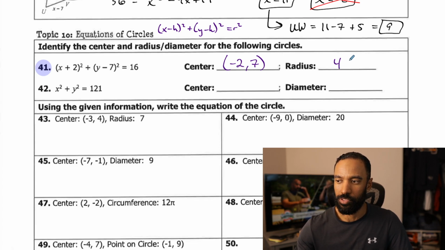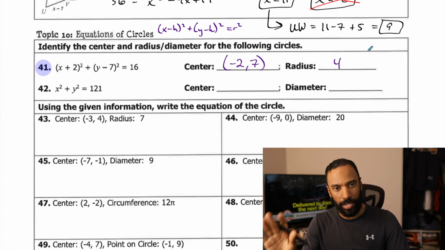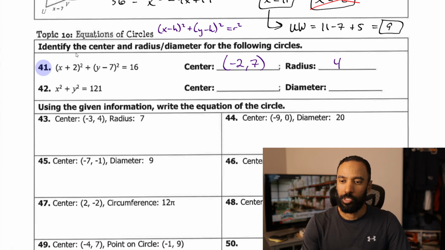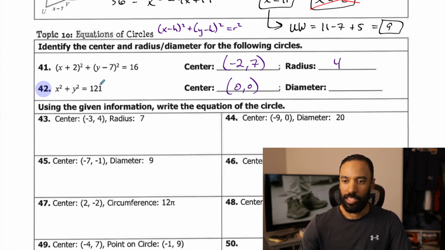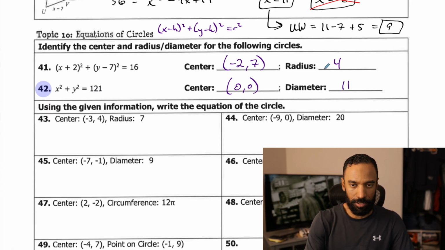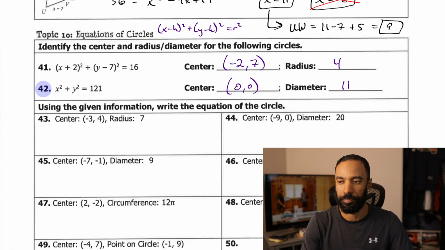So r is the square root of 16. That's 4. Not plus or minus 4. Radius is always positive. Number 2, x squared plus y squared equals 121. I don't see an h or k subtracted, therefore they must be 0. The center's at the origin. And the square root of 121 is 11. Very, very quick questions to answer there.